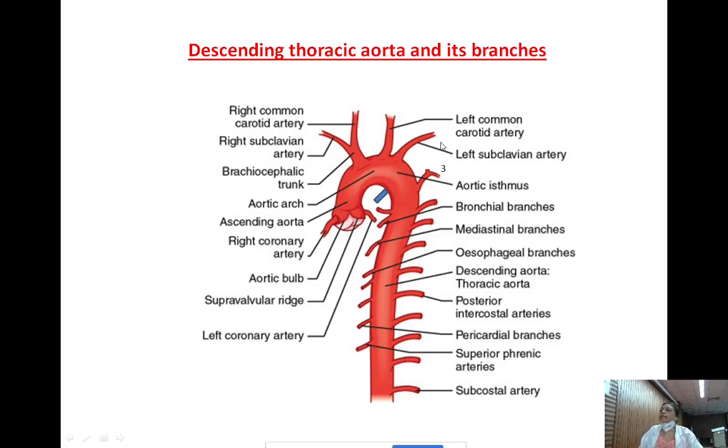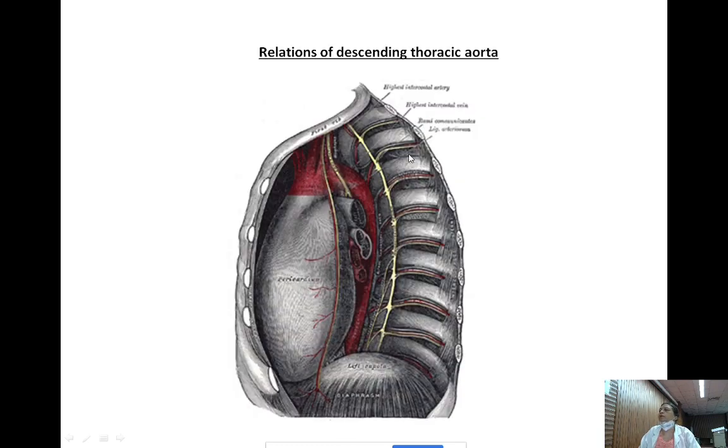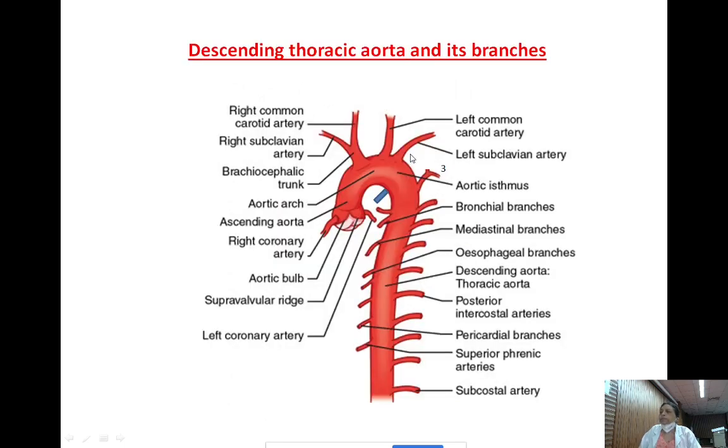The first and second intercostal arteries take origin from another artery known as the costocervical trunk, which is a branch of the left subclavian artery. So the left subclavian artery gives a branch known as the costocervical trunk, and from there the first and the second posterior intercostal arteries will arise. So from the third to 11th posterior intercostal artery. What about the 12th?